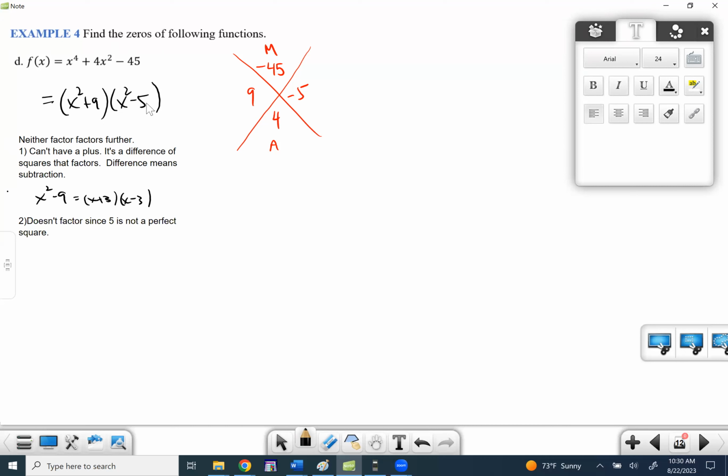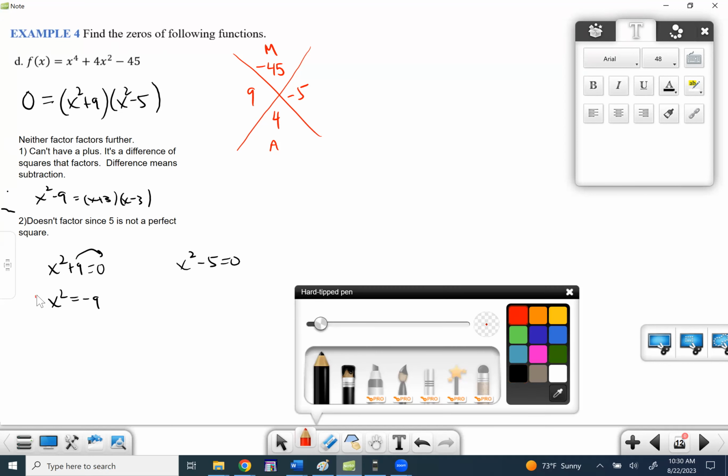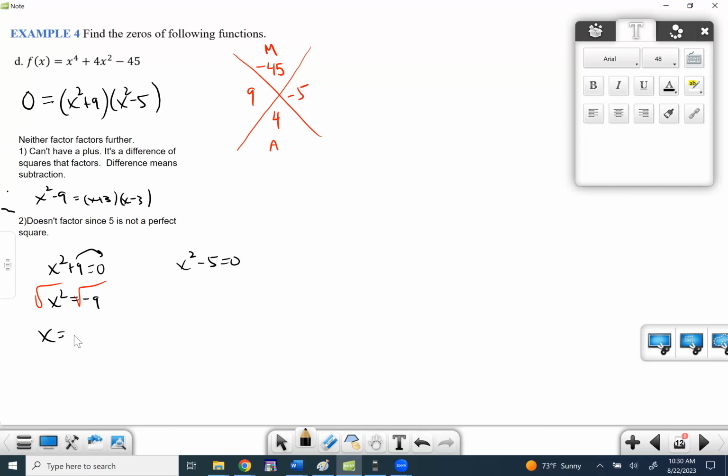So what that means is we're just going to go ahead and set each piece equal to 0 as they are. Okay, so we're not going to factor them. So we'll move the 9 over. And then we'll go ahead and square root, and nobody's going to forget their plus or minus, is hopefully what you were saying.